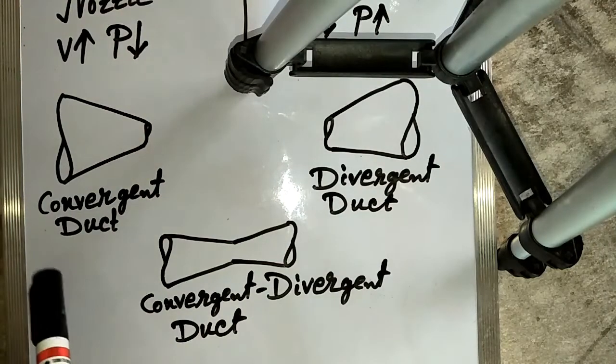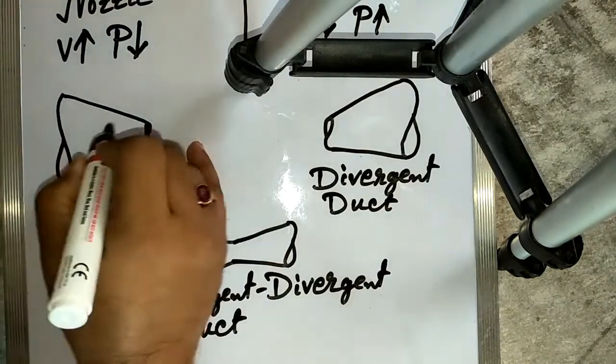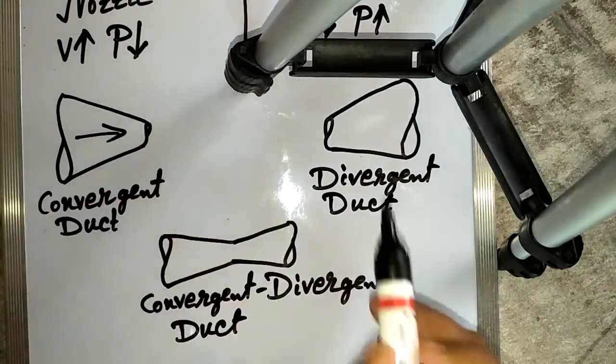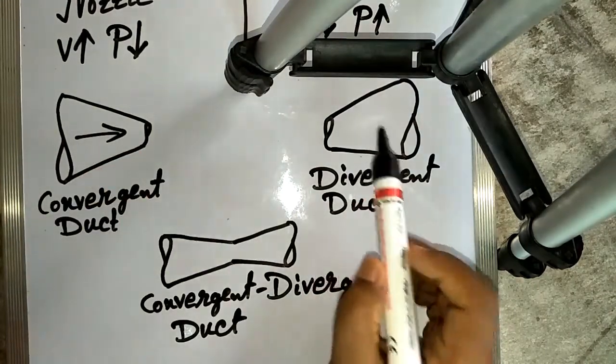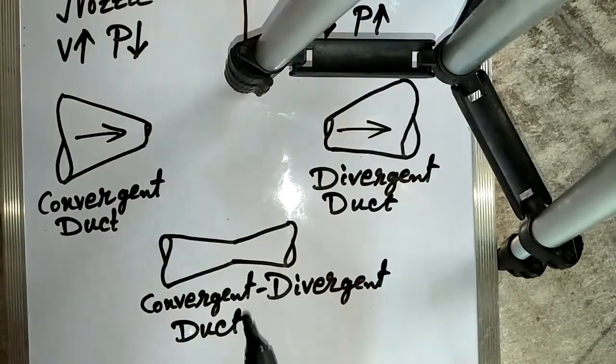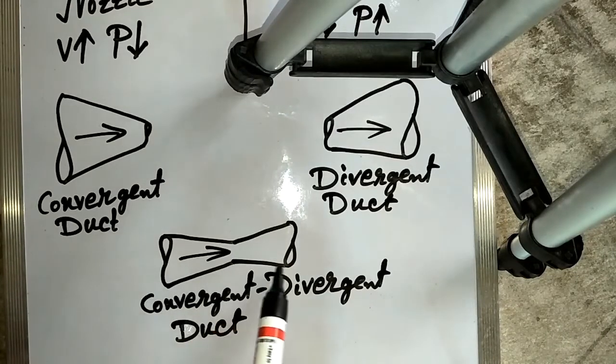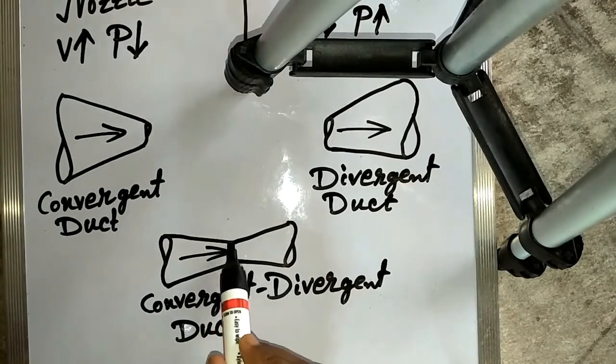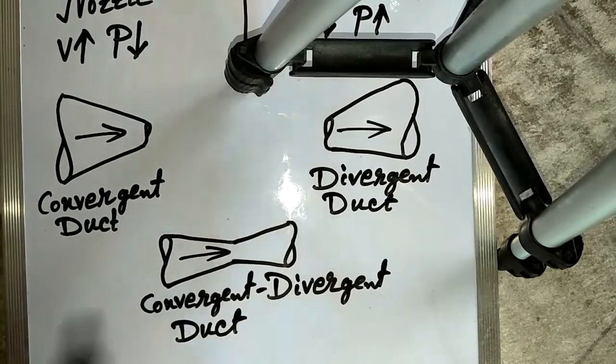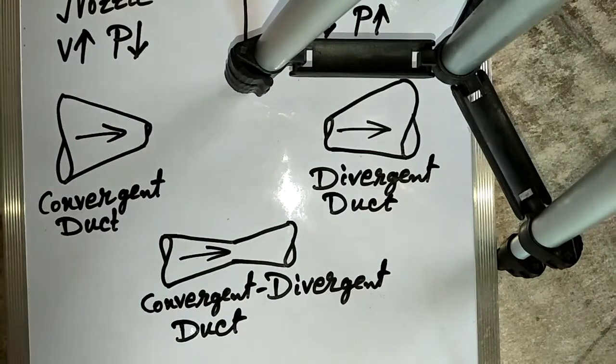Here you can see the construction of different ducts. This one is the convergent duct where the flow is from this side, and this one is the divergent duct where the flow is from this side, and this one is the convergent-divergent duct. The first part is convergent, then the second part is divergent, and the middle portion is called the throat. Depending on the end conditions, we choose the type of duct, that is convergent, divergent, or convergent-divergent.